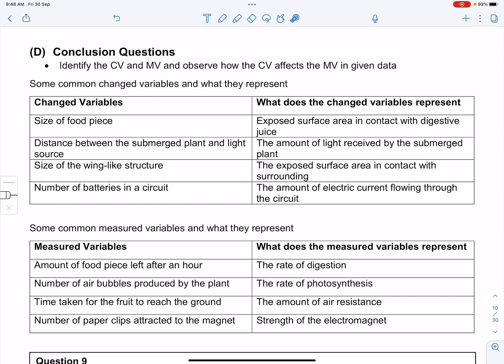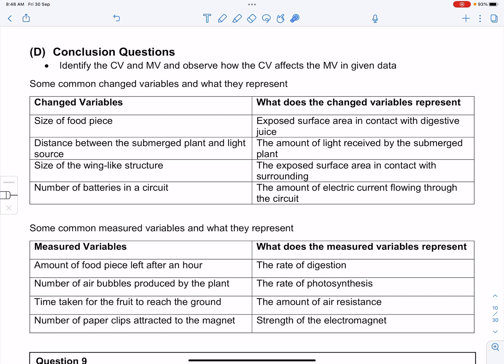I'm going to teach forward now. For example, you carry out an experiment whereby you increase the light intensity, and after that, you count the number of bubbles produced per minute for this plant. And you realize that as you increase light intensity, the number of bubbles increases. So what does this tell you? As light intensity increases, rate of photosynthesis increases.